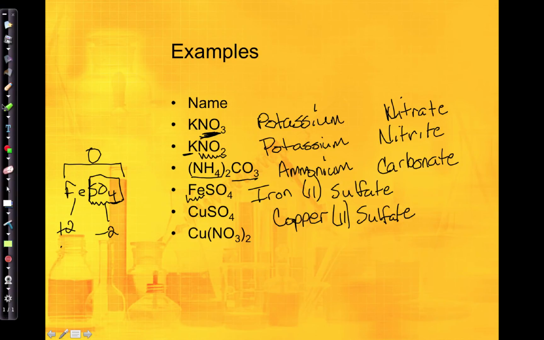I know this is ionic. It's got a metal in it, so it's copper. I look at the rest of it. It's NO3, so that's going to be nitrate. And if I look it up, I know that copper can have more than one charge, so I need to figure out what that is.